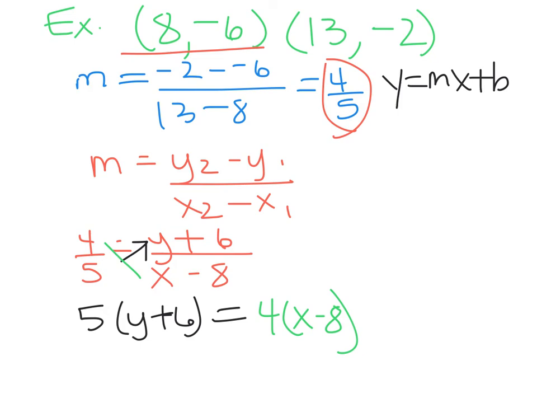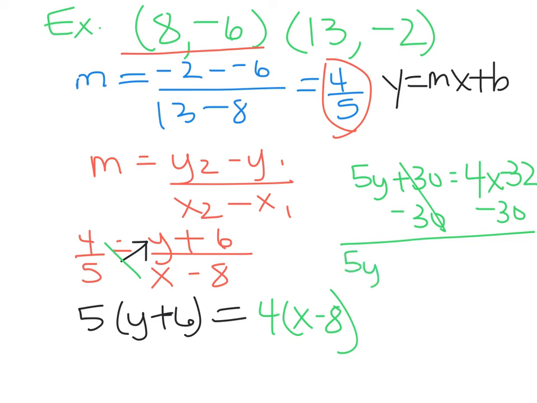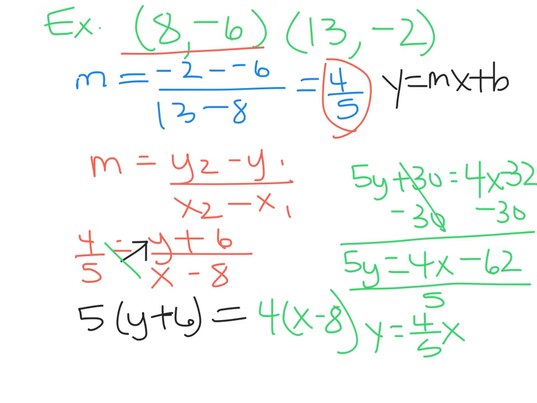Do the distributive property, and I get 5y plus 30 equals 4x minus 32. Alright, I'm ready to solve for y. I subtract 30 from both sides. I get 5y equals 4x minus 62. Divide the whole thing by 5. And I get y equals 4/5 x, and then 62 over 5 doesn't reduce, so I just make it minus 62 over 5. And that's my final answer.